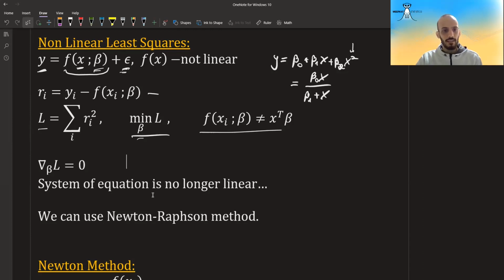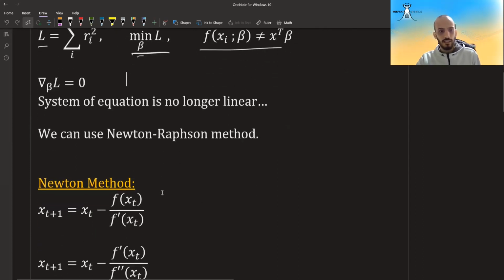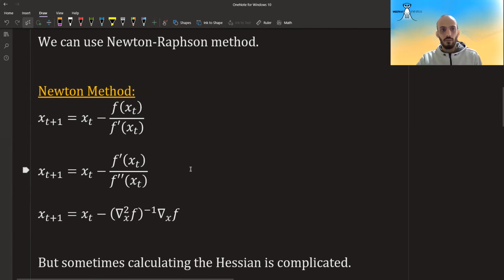One of these methods is the Newton-Raphson method, or the Newton method. So what is the Newton method? It's an iterative method, and you start with an educated guess as to where the betas are, and you try to improve it with each iteration. So what the Newton method gives you is a way to find a root of a function.